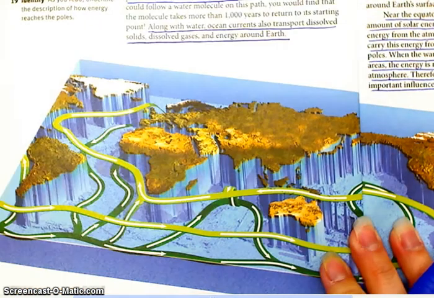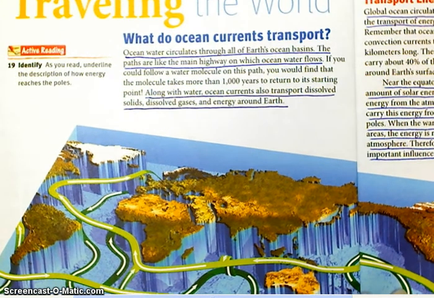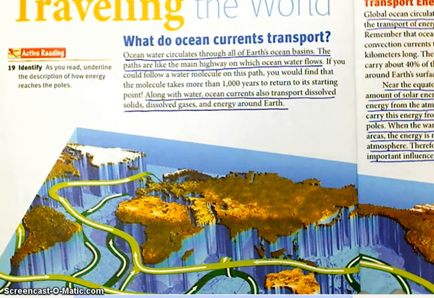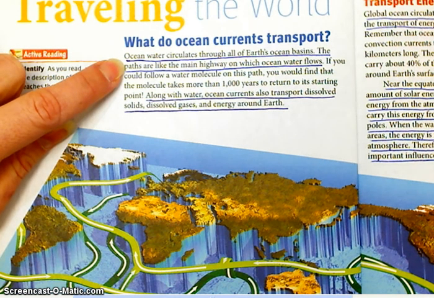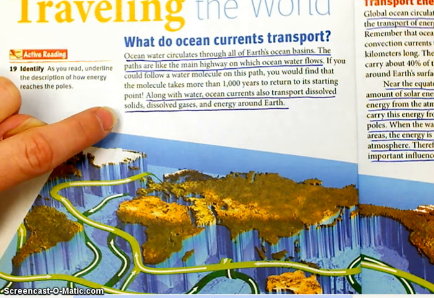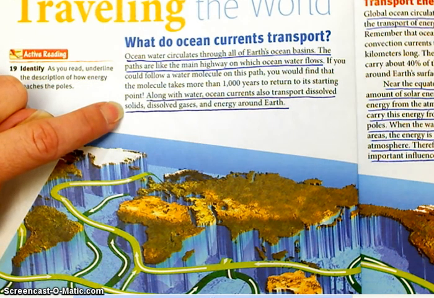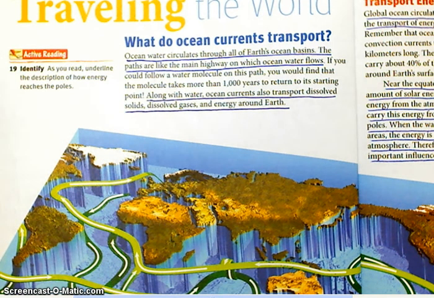Page 446, we're going to talk about what ocean currents transport. Okay? Ocean water circulates through all of Earth's ocean basins, and the paths are like the main highway on which ocean water flows. So you have these giant circulations of flowing ocean water. Okay? And so water gets transported with ocean currents, but also dissolved solids, dissolved gases, and heat energy is redistributed using ocean currents. Okay?